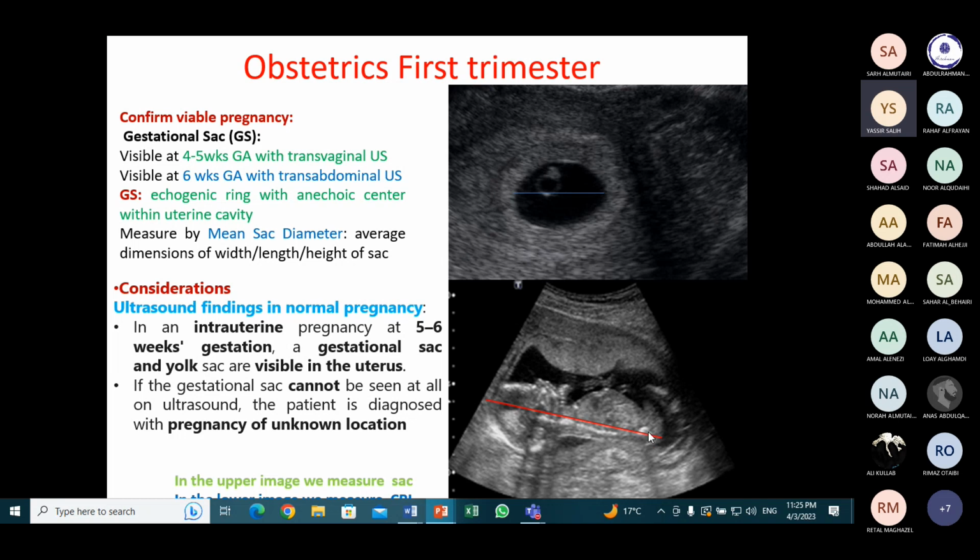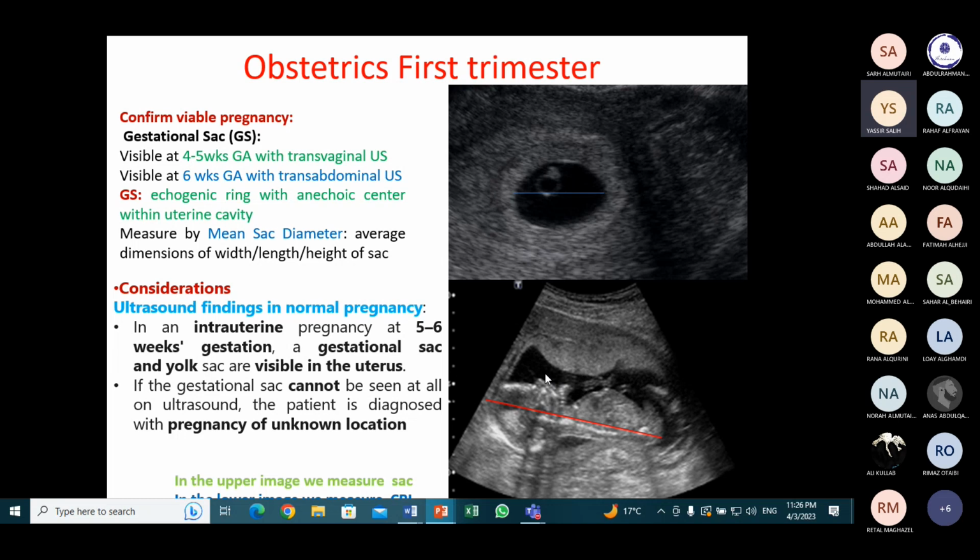The machine also calculates this measurement and gives us the gestational age in weeks. We measure from the buttock to the top of the head, and the machine calculates this into weeks. It will tell you, for example, this is a 9 weeks gestational age, the age of the fetus is 9 weeks. This is called crown rump length, in which you can see more details of the fetus.